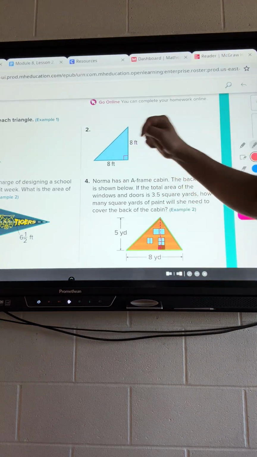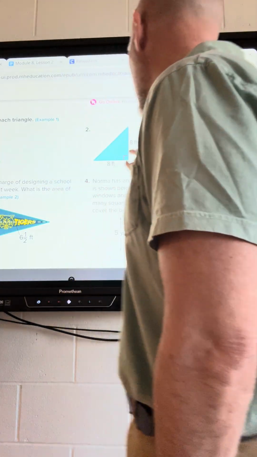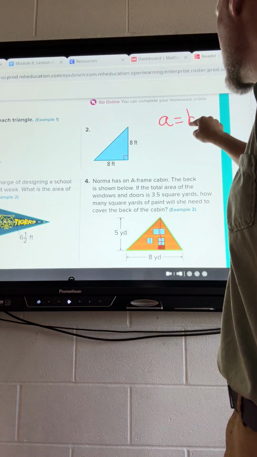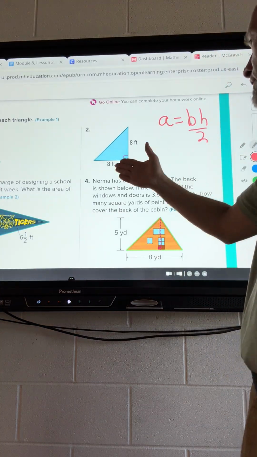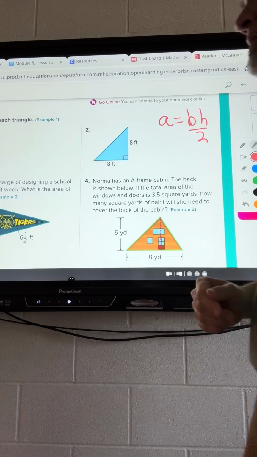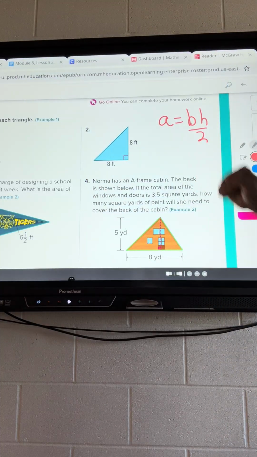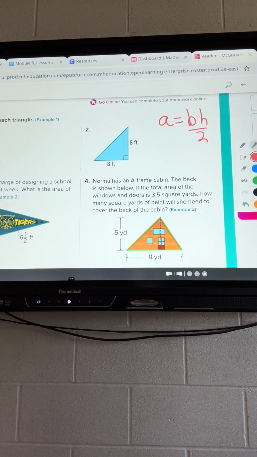All right, so number 2, all you're doing is finding the area. So remember our formula, area equals base times height divided by 2. They give you the base and height, just plug these in, and then you'll be able to do it. I'm not gonna go any further than that.